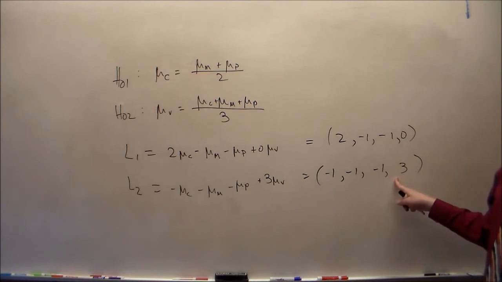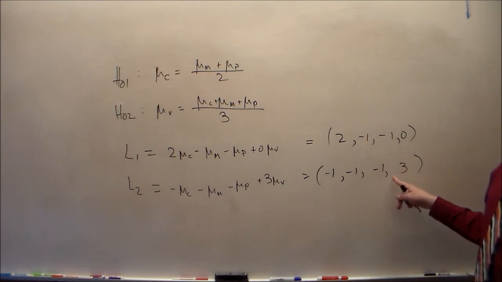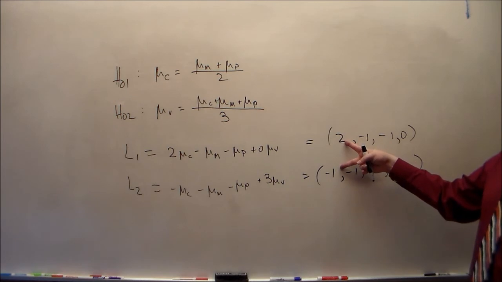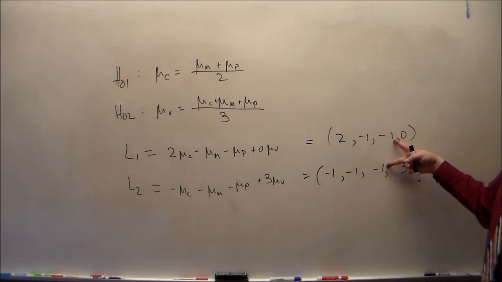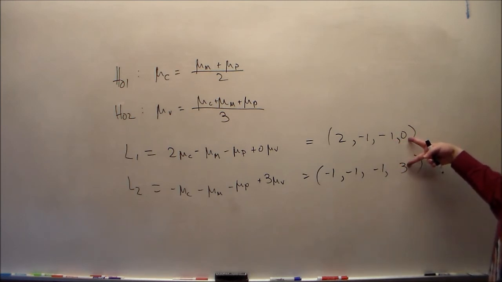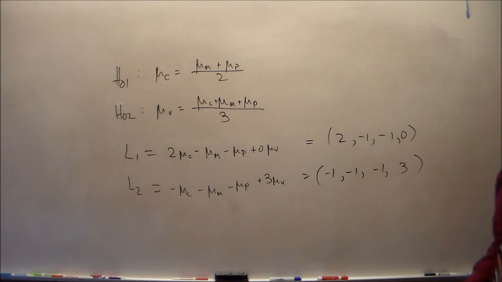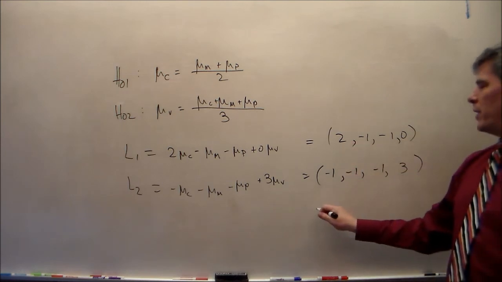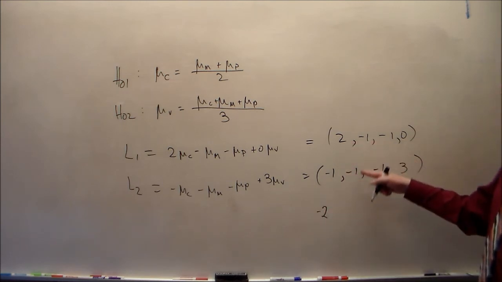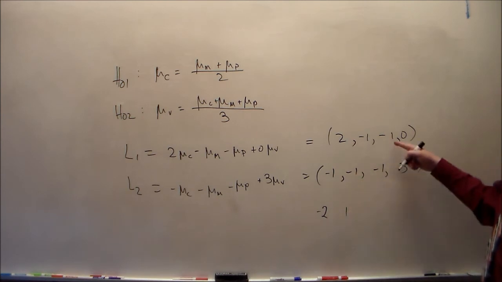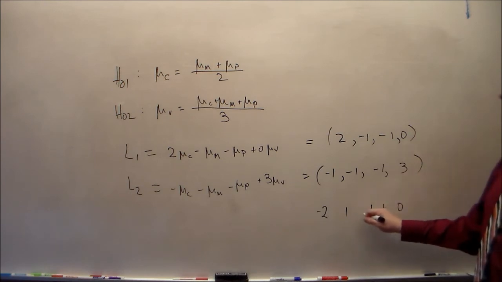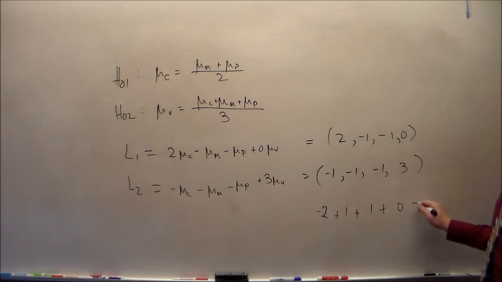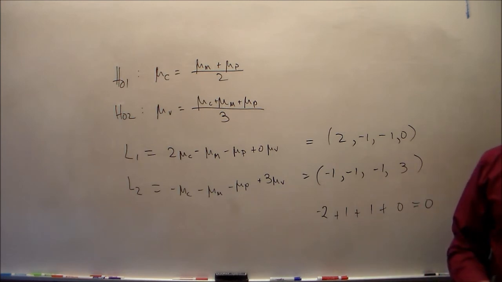So to determine if these contrasts are orthogonal, we have to multiply A1 and B1, multiply A2 and B2, multiply A3 and B3, multiply A4 and B4, and add those products together. So 2 times negative 1 is negative 2. Negative 1 times negative 1 is 1. Negative 1 times negative 1 is 1. 0 times 3 is 0. And add these together, they're orthogonal.